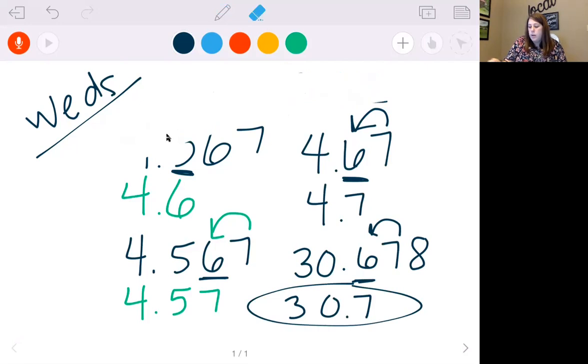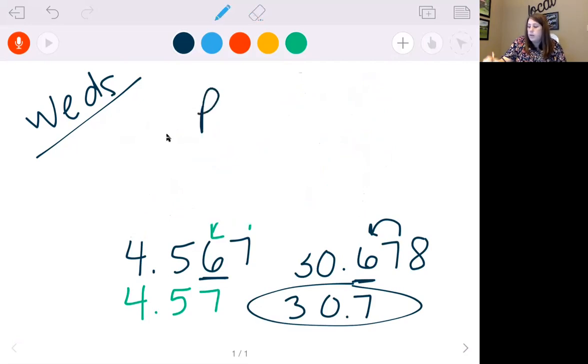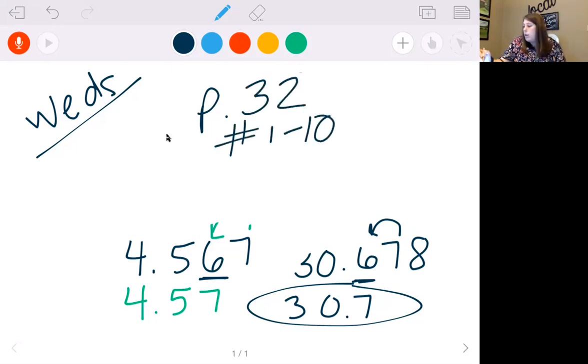Okay, so that's what you're going to do today on your classwork. So let me write your classwork down real quick. Your classwork is going to be page 32, numbers 1 through 10. Your homework is going to be workbook page 23.